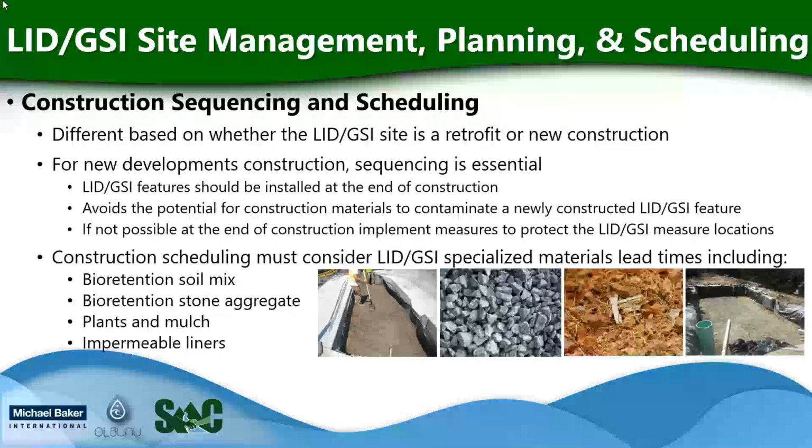Construction scheduling must also consider the specialized materials and their associated lead times in constructing LID and GSI systems. An example, for a bioretention system, is bioretention soil mix, bioretention stone aggregate, plants and mulch, and potentially impermeable liners, depending upon where these systems are being located.